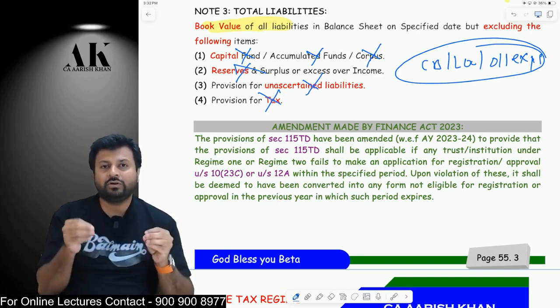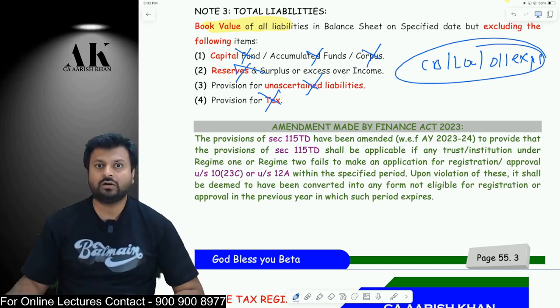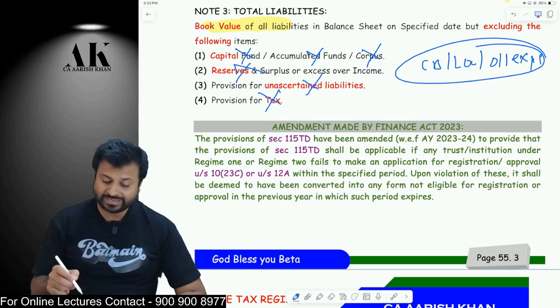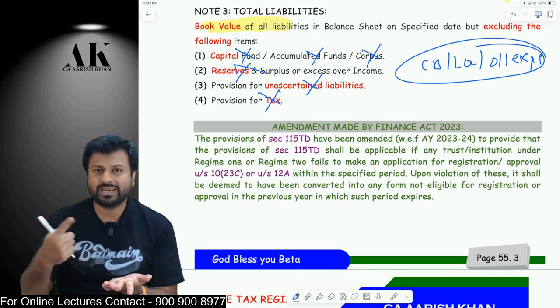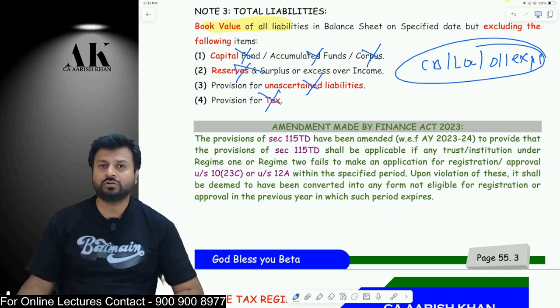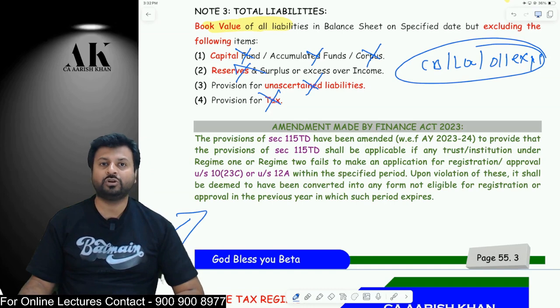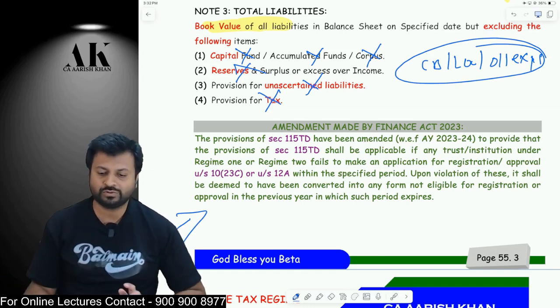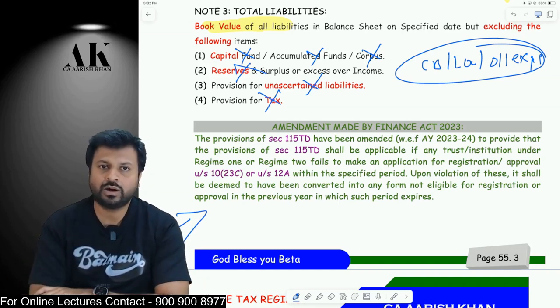If you don't make an application by 30th September under the new law, you are no more a trust. The law says that. In that case, you are violating the provision of the law, because the law has given you 30th September 2023 as the last date to re-register yourself. And if you do not re-register yourself, then an exit tax will be imposed on you as per the provisions of Finance Act 2023. I hope it is clear to all of you. This is what this chapter is all about: taxation of trust, and exit tax.